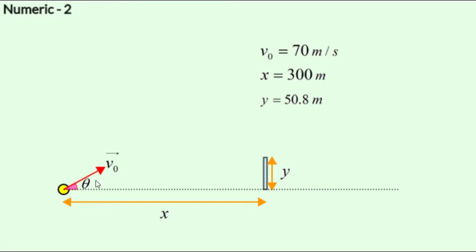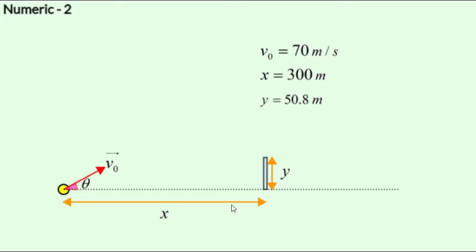So you could think of this problem as a projectile is fired at 70 meters per second and this strikes the top of a building of height 50.8 meters, which is 300 meters away, and we have to find the launch angle.